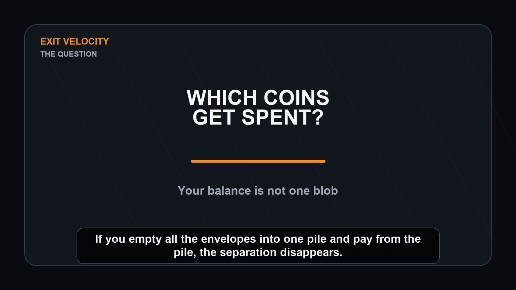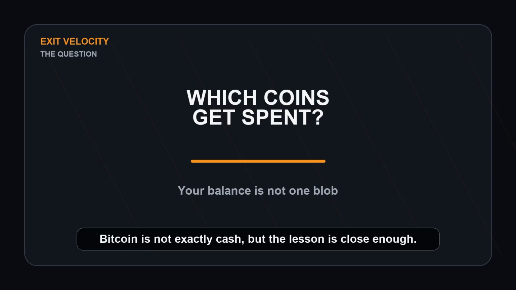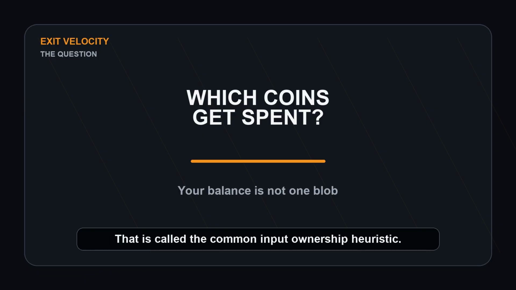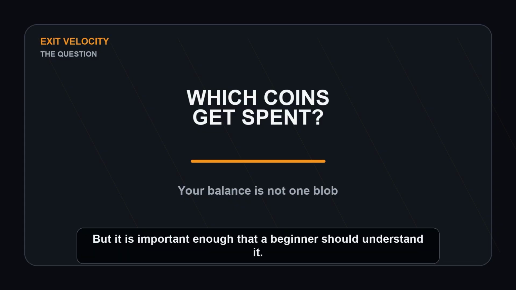Here's the ordinary analogy. Imagine you have cash in different envelopes. One envelope came from work, one came from a gift, one came from a reimbursement. One is savings you do not want to touch. If you empty all the envelopes into one pile and pay from the pile, the separation disappears. Bitcoin is not exactly cash, but the lesson is close enough. Separate coins can carry separate context. Coin control is how you avoid mixing contexts blindly.